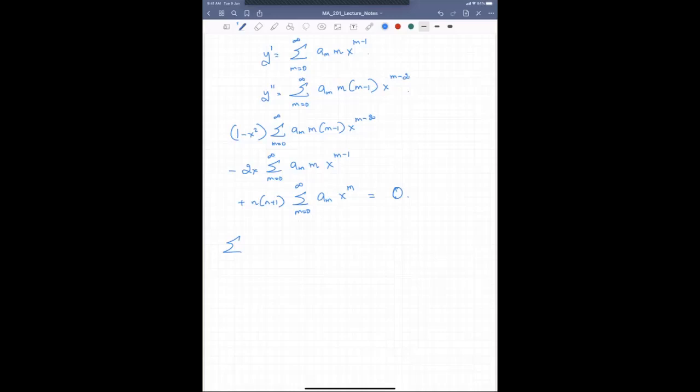Again, please let me know if this manipulation doesn't make sense. The third series is this one. Again, I take x inside and I get x to the m minus 1 times x, which is x to the m. So the third series can be written as minus 2 times the sum of a_m m x to the m. And of course, the fourth series can be written as plus n(n plus 1) times the sum of a_m x to the m.